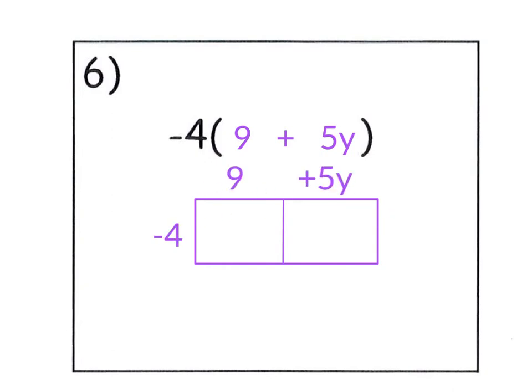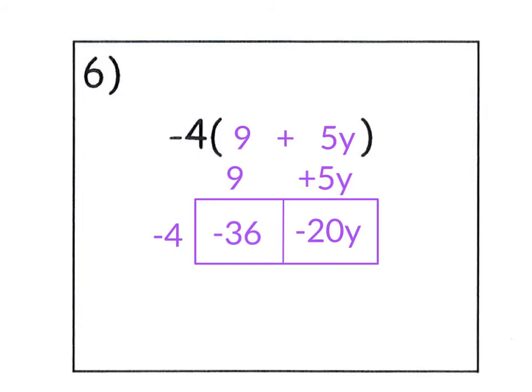Okay, so to fill them in, we're going to multiply negative 4, which is the side here, times the 9, which is the top. Negative 4 times 9 is negative 36. For the next cell, we're multiplying a negative 4 times the 5y. Negative 4 times positive 5 is negative 20. And then we just have the 1y, so it's going to come next to the negative 20. So we write that as the negative 20y.